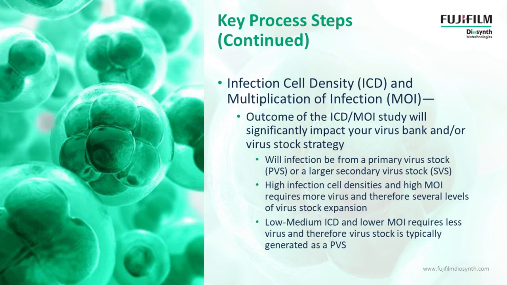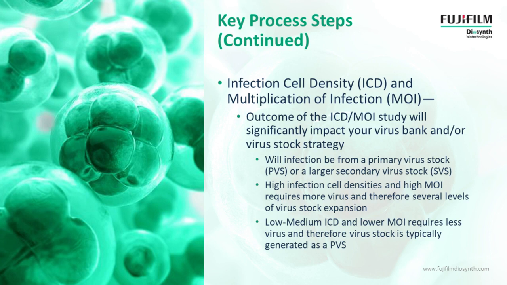Further looking into the infection cell density and your MOI, again, kind of highlighting the primary viral stock versus your secondary viral stock, and how your MOI and your infection cell density really play a role into that. If you have a low to medium infection cell density and a lower MOI, you may need a lot less viral stock. But then you have to generate all of that through a PVS and that sort of stuff.